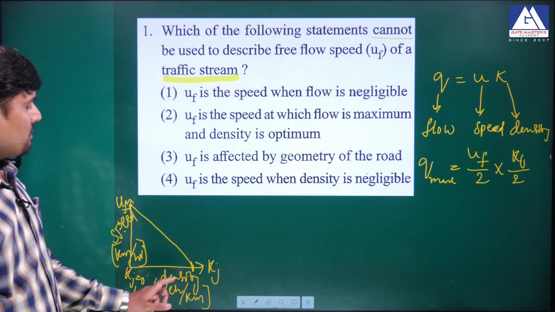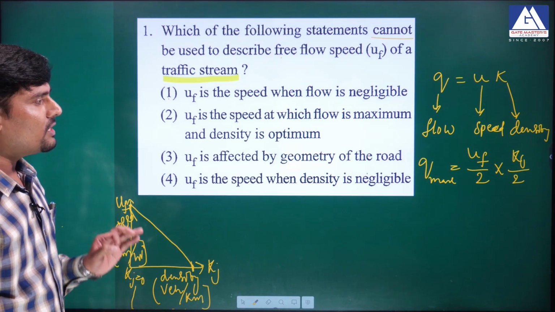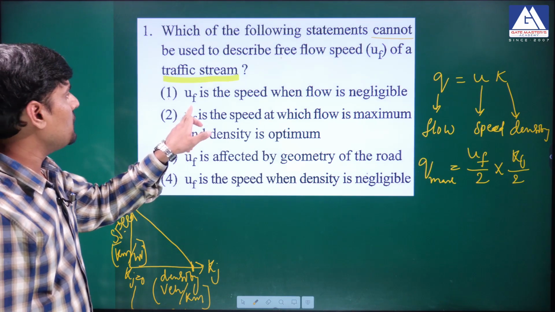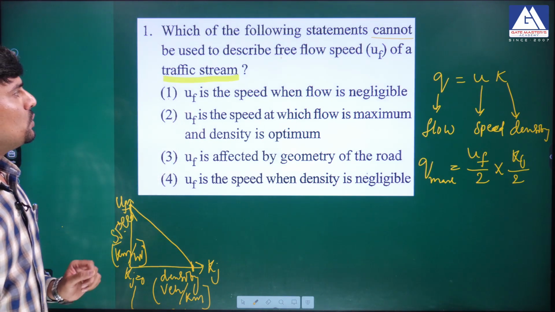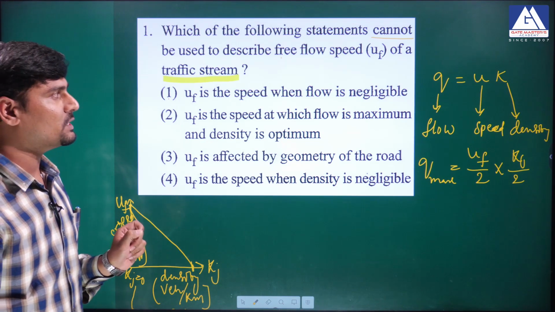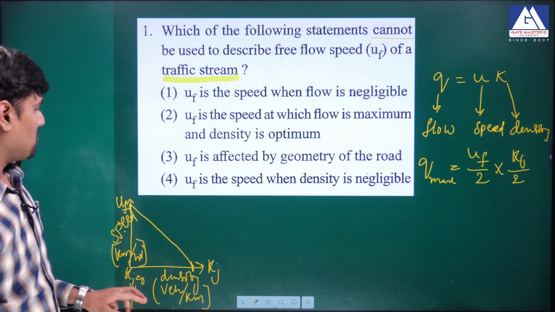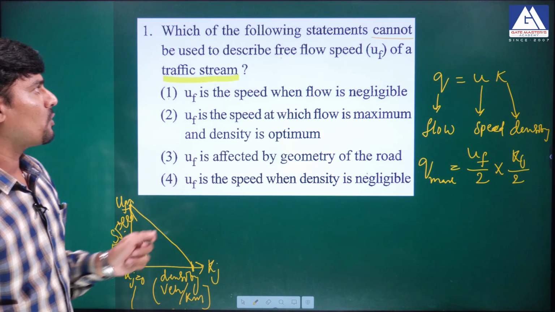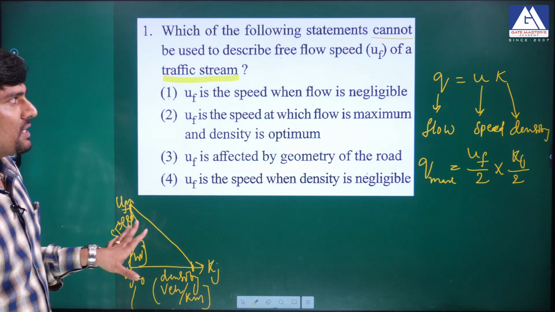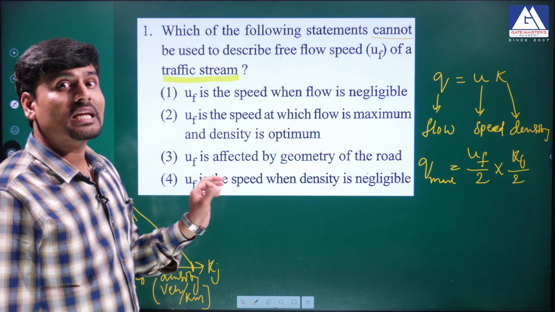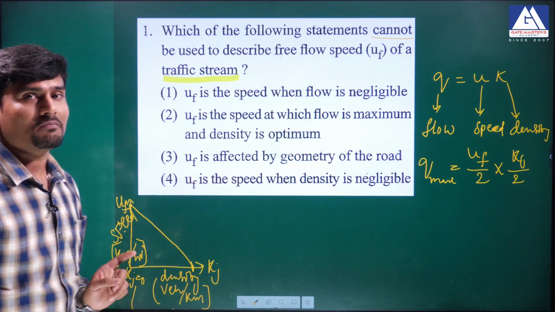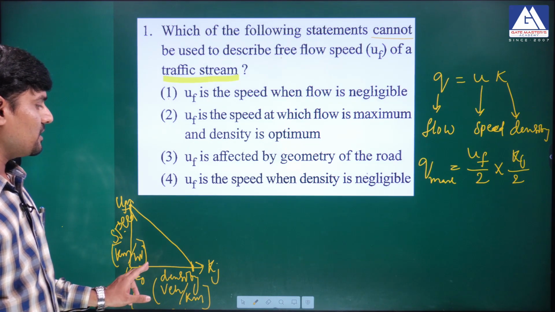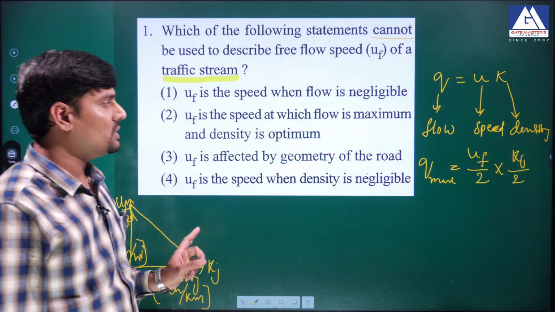Beyond that, the speed of the vehicle is going to be nullified. It is almost negligible. So therefore here, the first option is UF is the speed when flow is negligible. See here, which of the following statements cannot be used to describe the free flow condition? UF is the speed when flow is negligible. Flow cannot be negligible anytime. See here, the relationship between these two is, although it is linear, both are inversely proportional to each other.